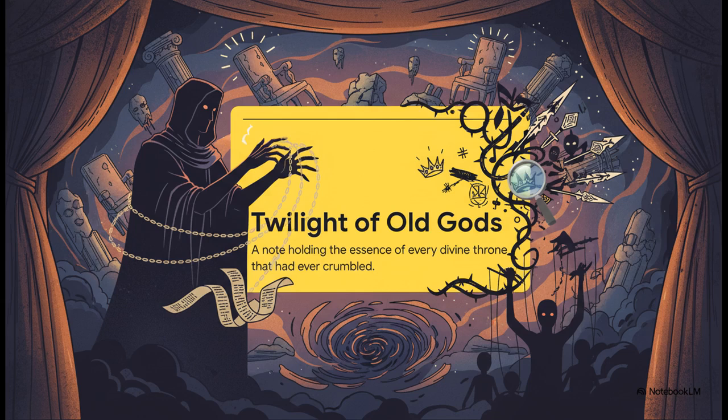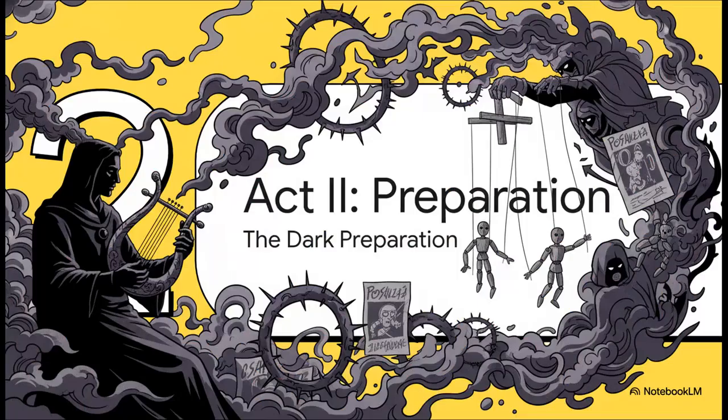This right here, this is the crucial inciting incident. It marks the very beginning of the end for objective truth, the exact moment the ultimate weapon of mass manipulation is discovered. Moving right along to Act 2, Tuning the Traitor's Vial, the Dark Preparation.